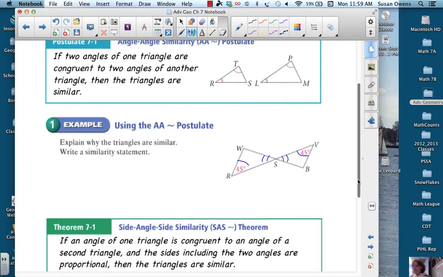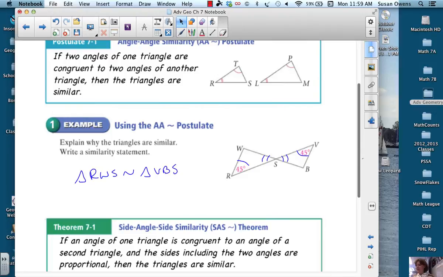Now, the similarity statement would be triangle, and we have to make sure we get it in the right order, RWS is similar to triangle VBS. In class, if I ever write congruence, I have a tendency to do that all the time, so just remind me. I've written congruence so many times that when we get to similarity, I want to write the congruent symbol. So those triangles are similar.